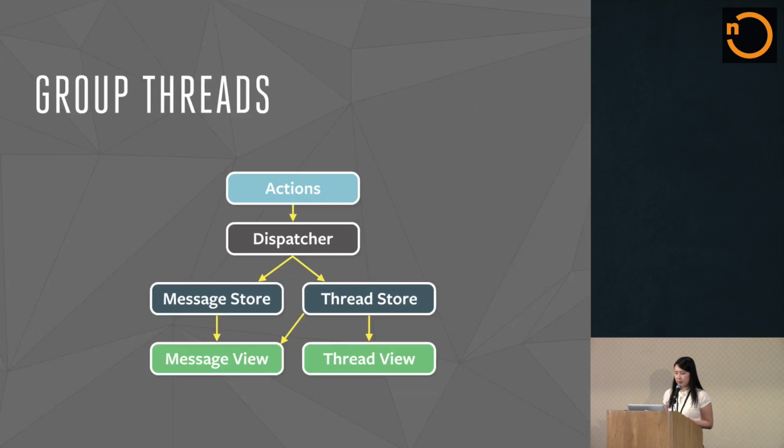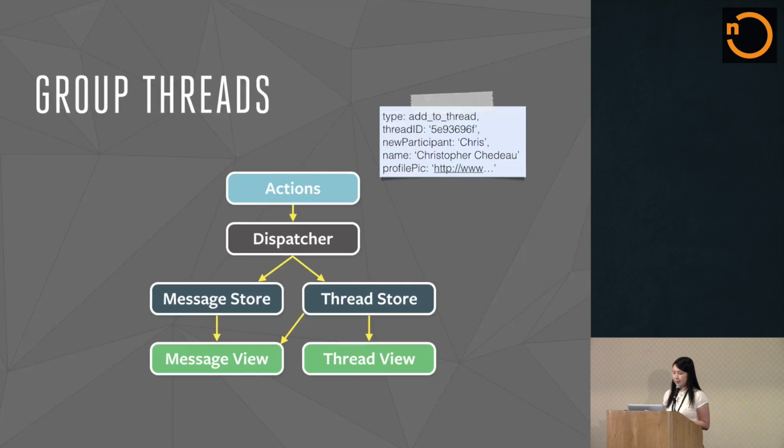Let's take another example. Let's say we wanted to add a feature with group chat. So I want to be able to add a participant to a thread and remove a participant from a thread. So in this case, the action might look something like this. It has a type as well. We already know the thread ID because it exists. And I'm going to add a new participant with the unique ID Chris, and some metadata about that person, right? So that we can render his information into the view. We need a profile picture and we need a full name, Christopher Chateau in this case.